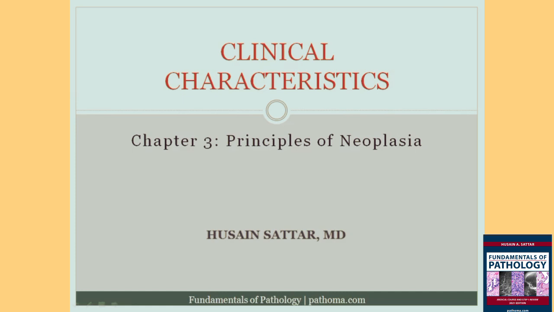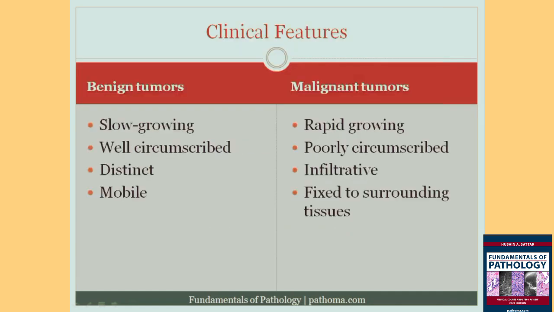Now, we're not going to discuss specific characteristics for each individual tumor, but we're going to discuss some general concepts that you need to have concerning neoplasia and how it might present clinically. So obviously, we know that neoplasia can be divided into benign and malignant. So there are benign tumors and there are malignant tumors. Generally speaking, benign tumors are going to be slow growing. The patient may give a history of having a mass that has grown slowly over many years, for example.